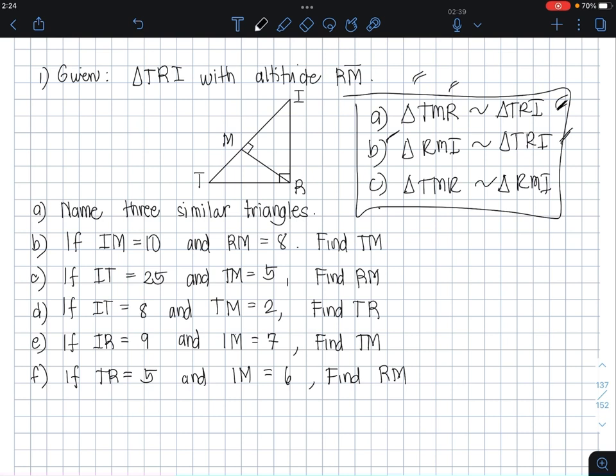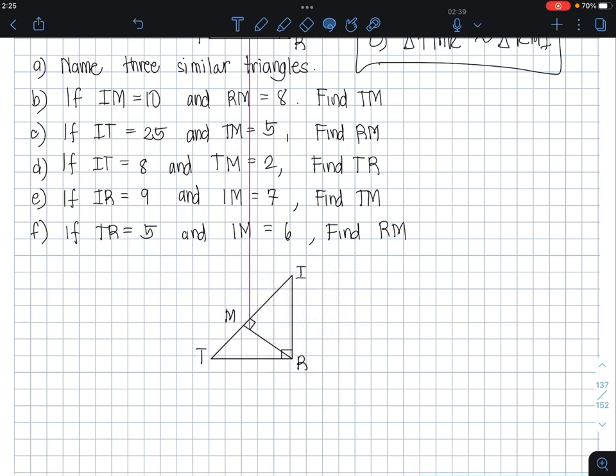Next for B, if IM is equal to 10 and RM is equal to 8, find TM. Sige, kopyahin natin yung given figure, labelan natin. So, sabi for B, IM daw is equal to 10. So, IM, right? RM is equal to 8. Okay? Tapos, hanapin daw natin itong TM. So, TM is this side. So, let's say X. So, base dun sa mga nabuo nating equations, ano yung pwede nating gamitin?